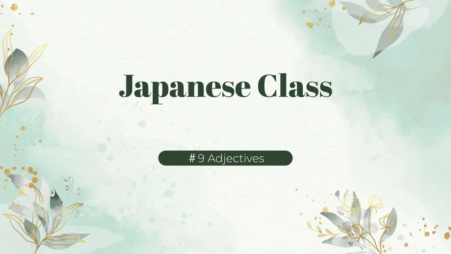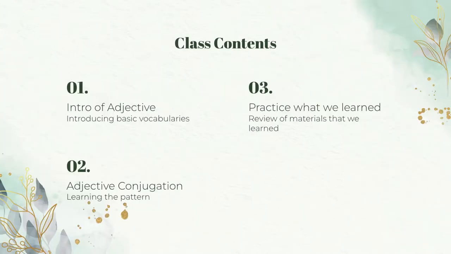Today's class number is number 9 and we are going to learn about adjectives in Japanese. So this is the class content for today. First, I'm going to introduce the adjective and the basic vocabularies that would help you when you try to communicate with people.